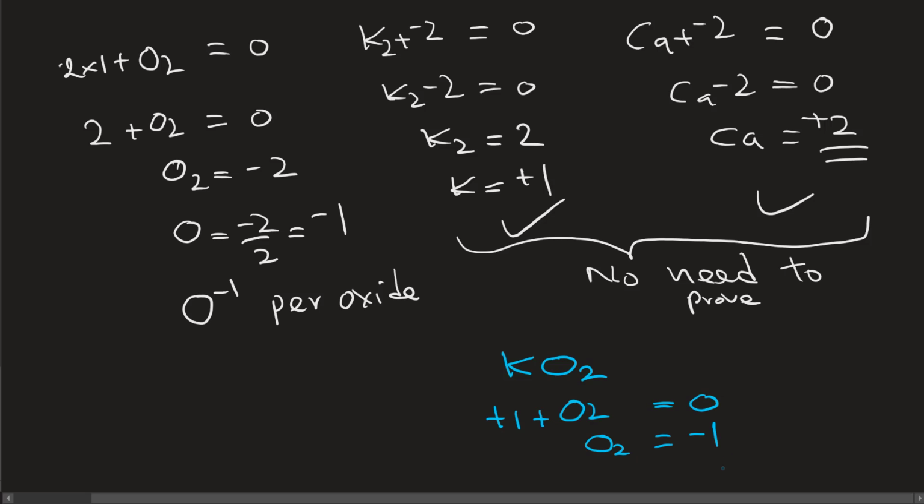Now look at this specific one, KO2. So K is a +1, oxygen we don't know, there's no charge, so it's called the superoxide.